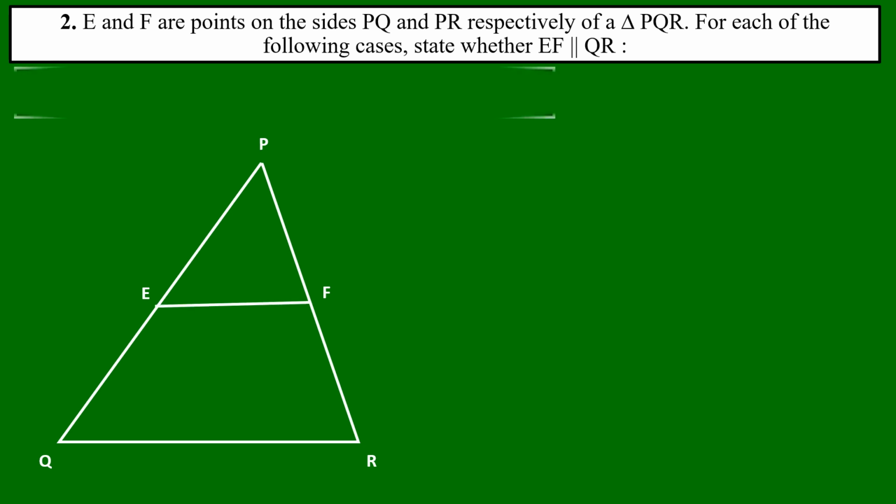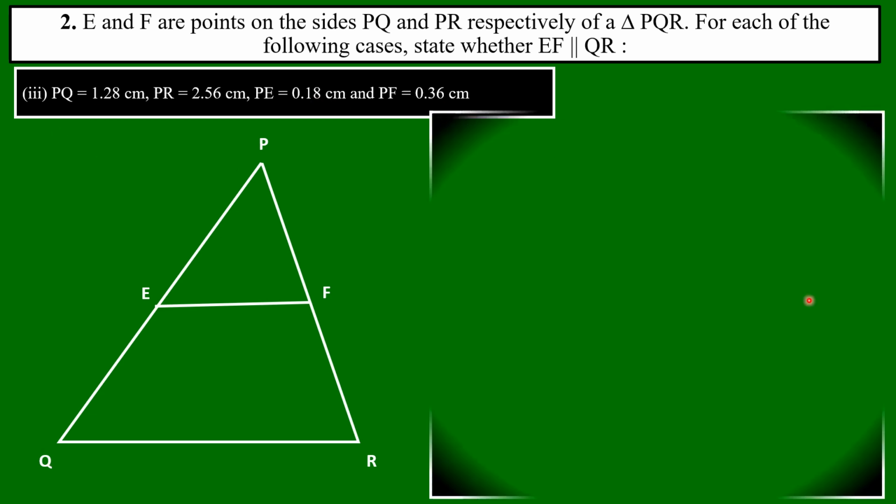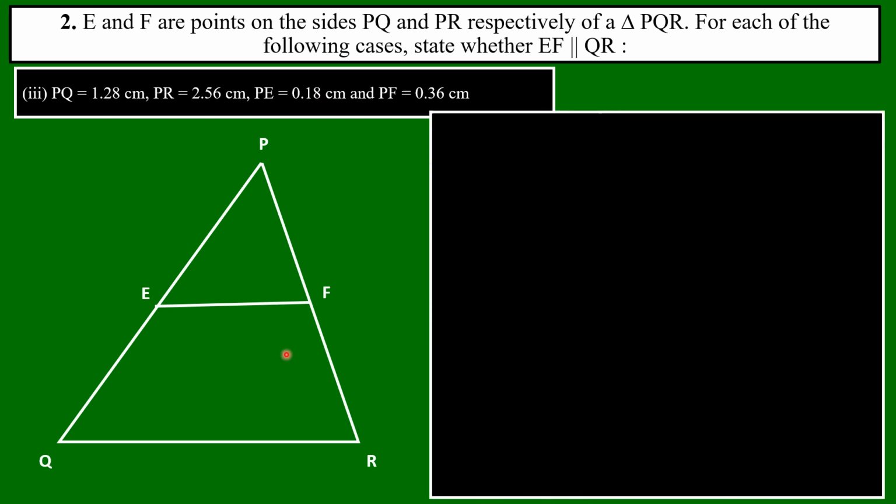Okay. In the third case, see here we are given PQ, the whole side, and similarly PR, not PE and EQ, this way. So before actually checking the ratio, we'll perform a little math magic to this.